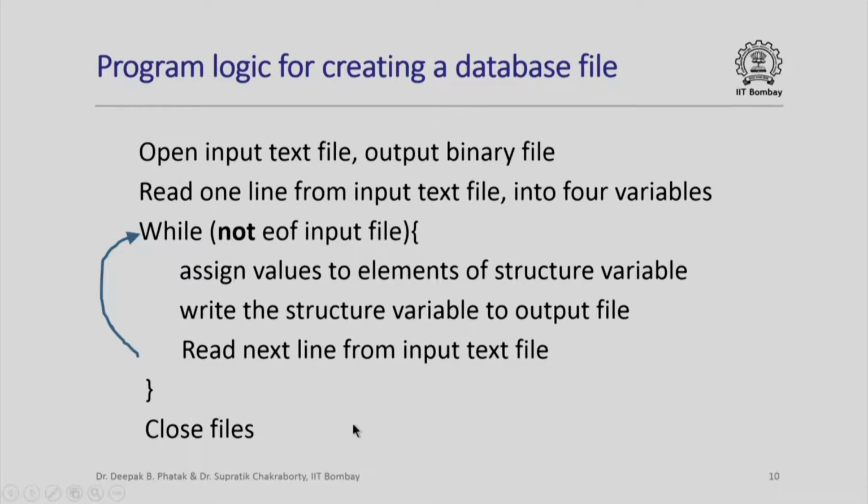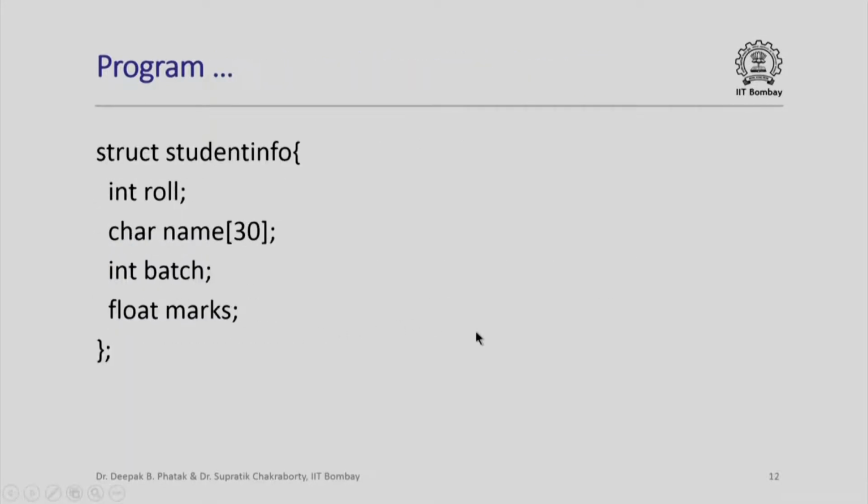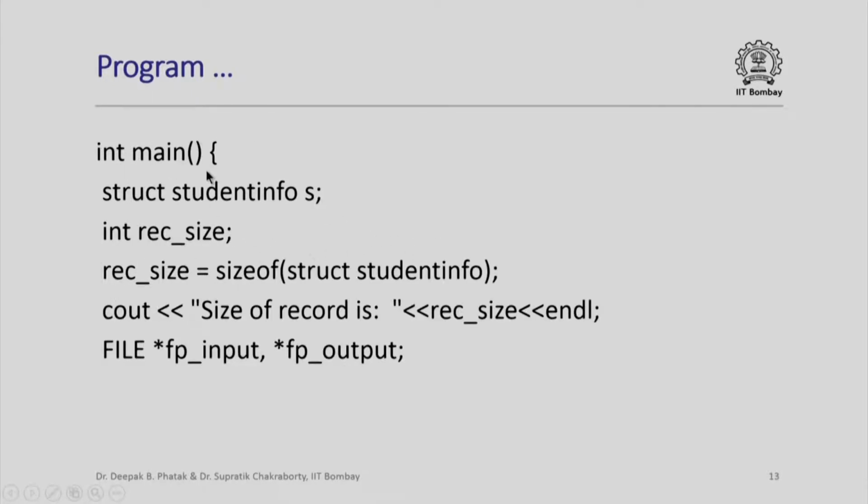Let us look at the program itself. After the include statements, we look at the structure definition. Struct student info, we have already seen this definition. Please note that this defines a new sort of data type or abstract data type called student info. In the main program, we define a variable s of the type struct student info.